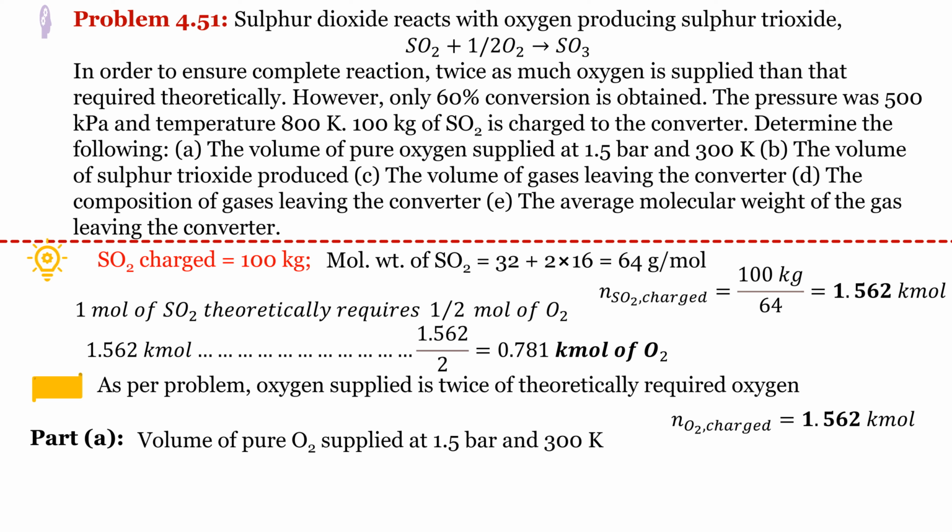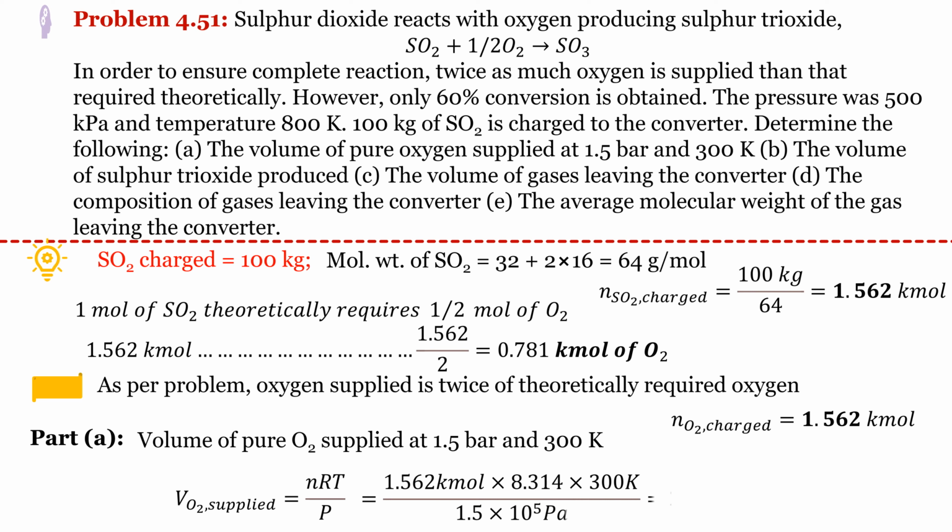Now in part A we need to find the volume of pure oxygen supplied at 1.5 bar and 300 Kelvin, and we have already estimated the number of moles of O2 charged. So using ideal gas equation we can find out the volume of pure oxygen. So volume of pure oxygen will be equal to nRT by P. So after putting all values we will get 25.97 meter cube.